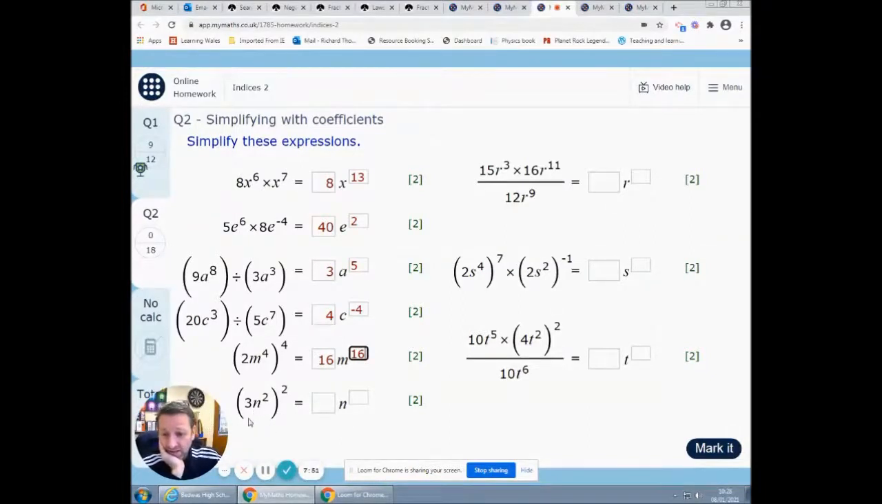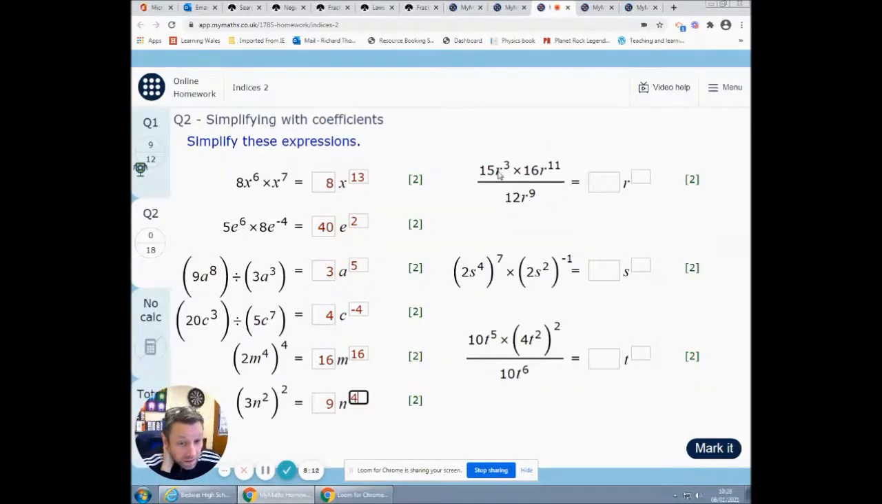Similar for this last one here, I will need to tackle the 3 squared to start, and 3 squared is 9. Then I tackle the n squared squared, and of course you multiply these powers to get n to the power 4. Right, so I'm pretty sure we did them correct. Let's have a look at these juicier ones over here.